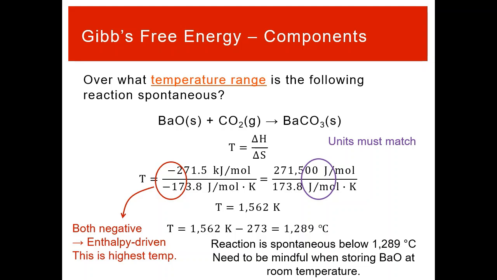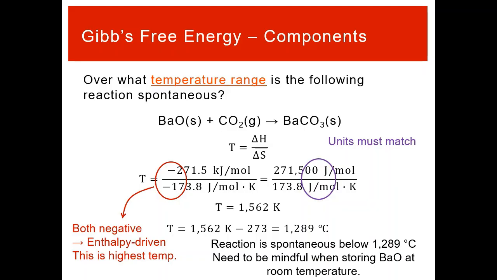But another thing we want to be mindful of is that sometimes we don't want this chemical reaction to happen. Like, say you want to have just a sample of barium oxide. Barium oxide will react with carbon dioxide that's in the air. This reaction is spontaneous at not only room temperature, but plenty of elevated temperatures.